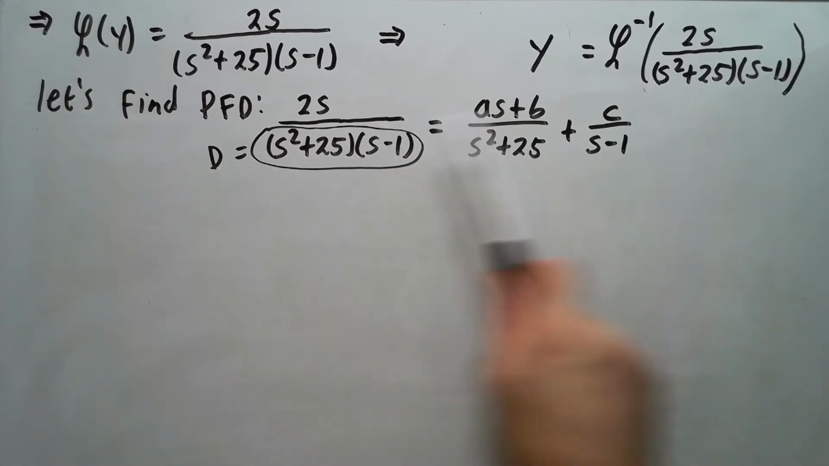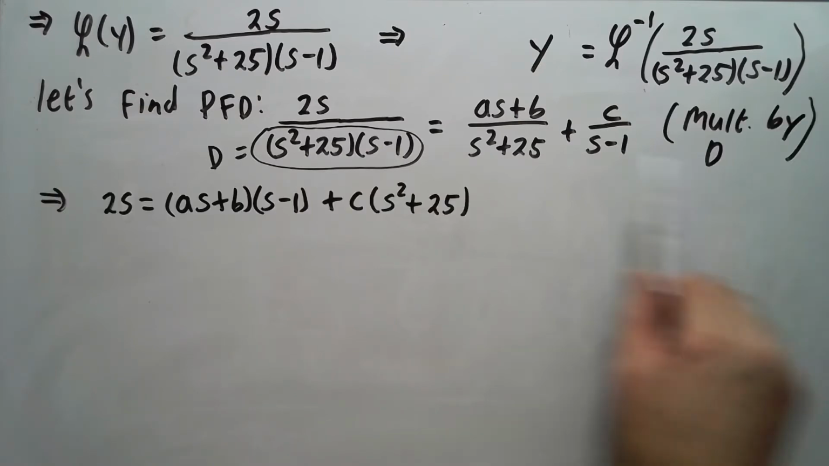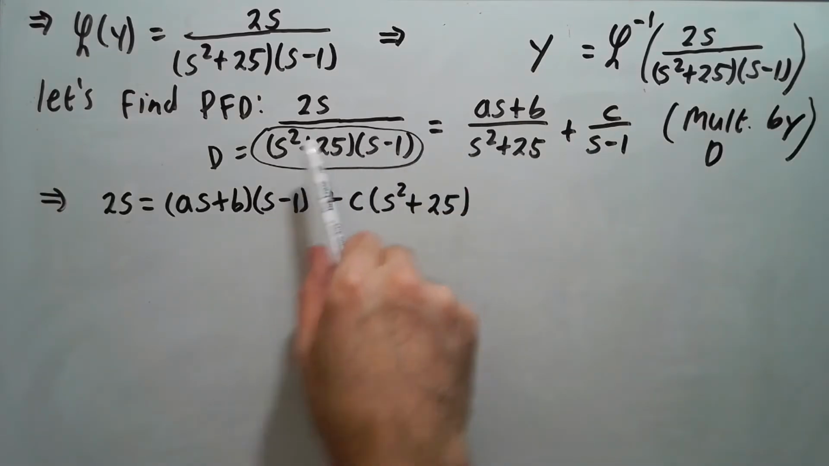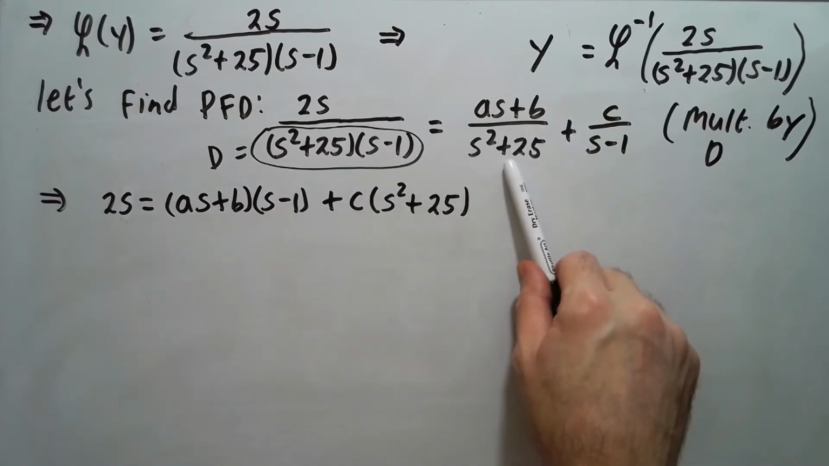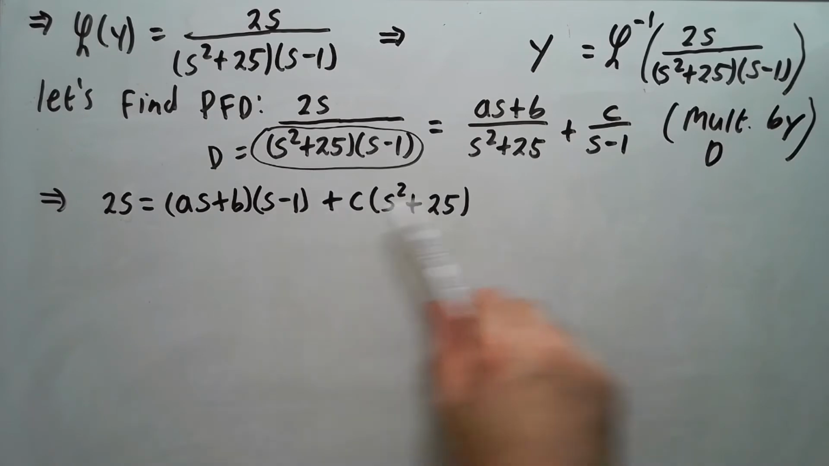Let's multiply both sides by d. So multiplying by d on both sides here, these will cancel, it'll be just 2s on the side. D times this, the s squared plus 25 will cancel, it'll be an s minus 1 left here.